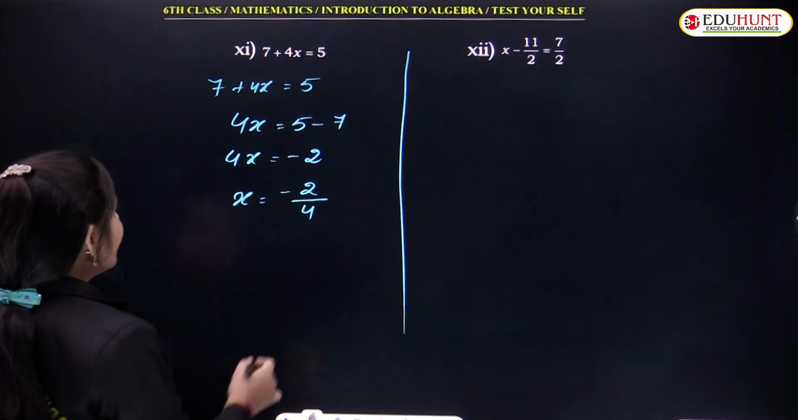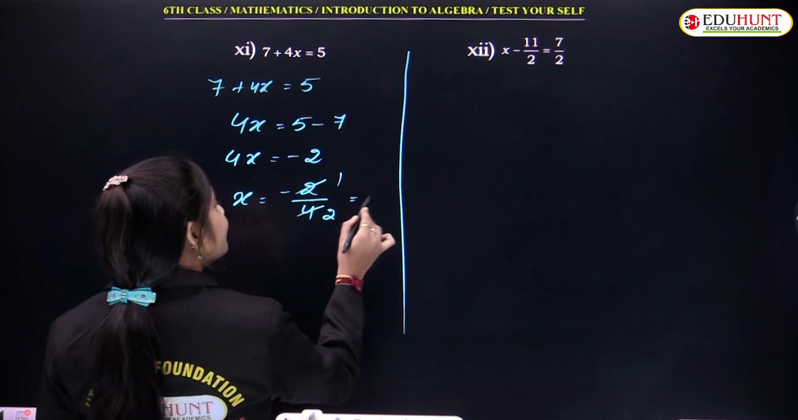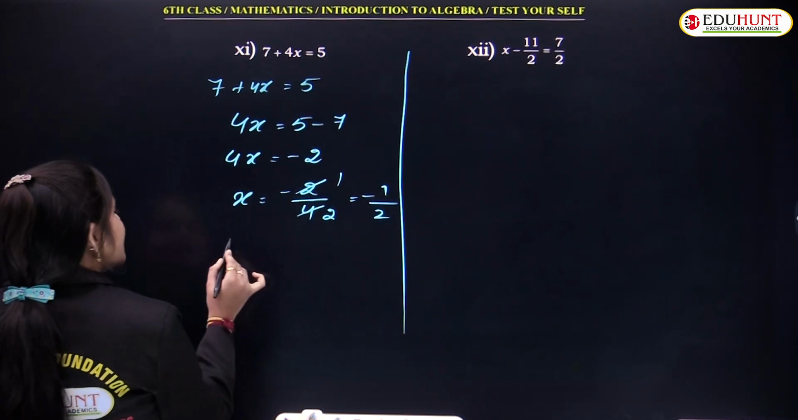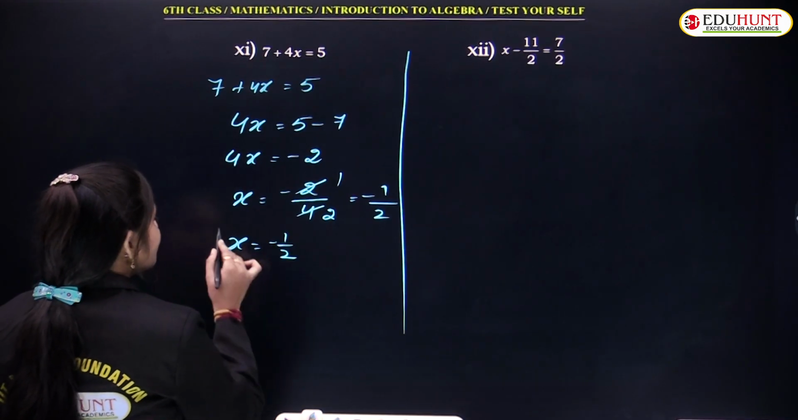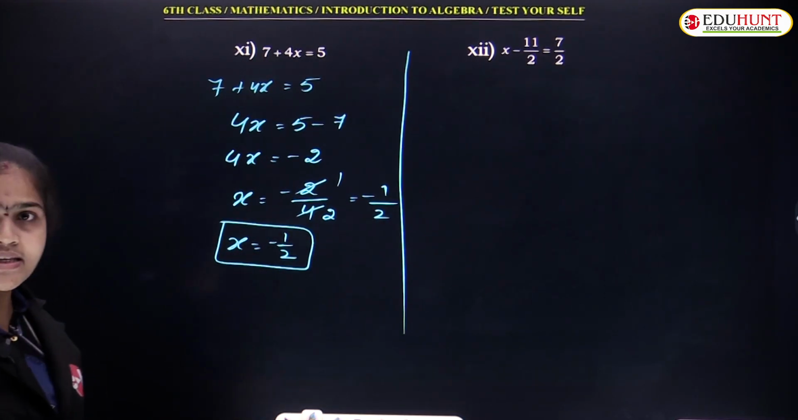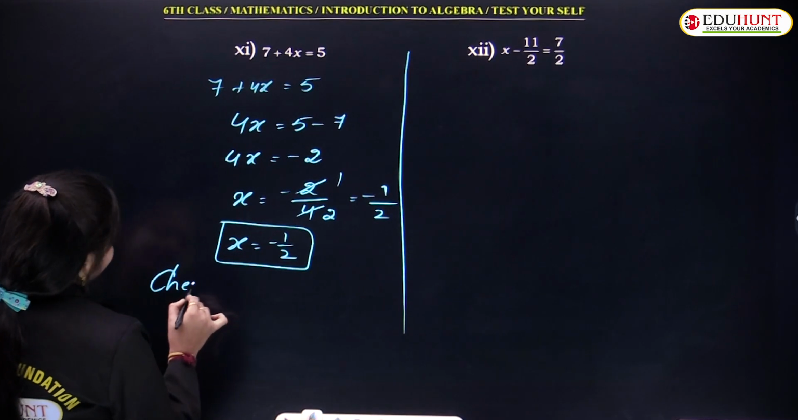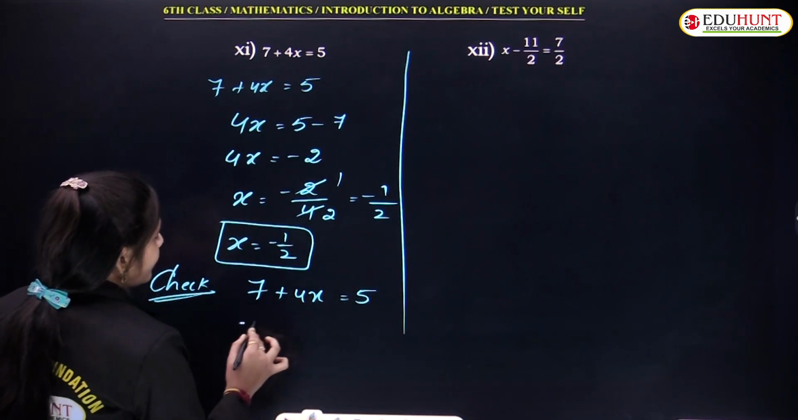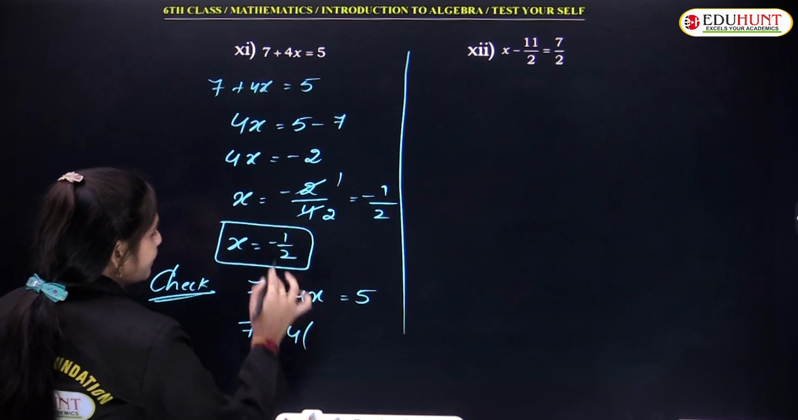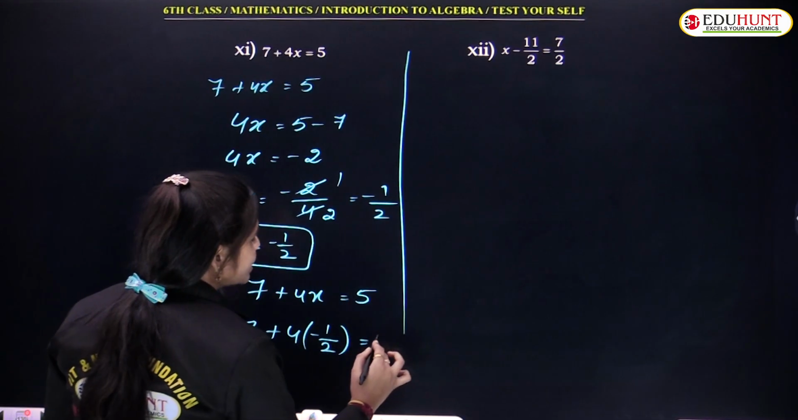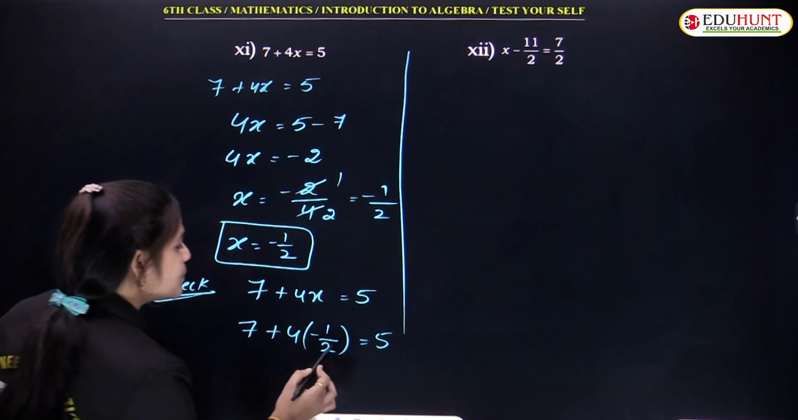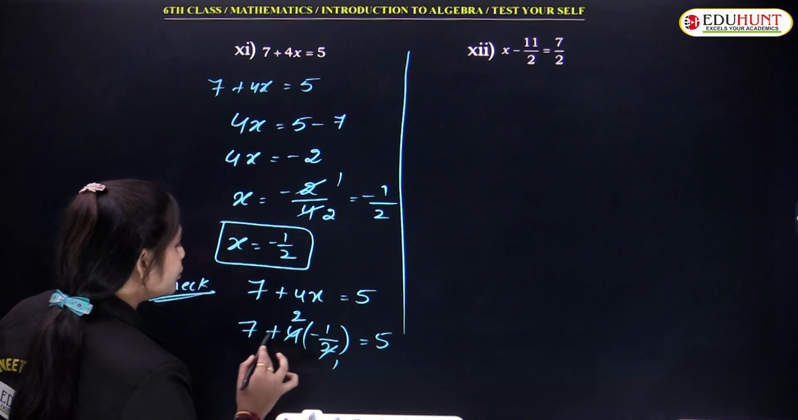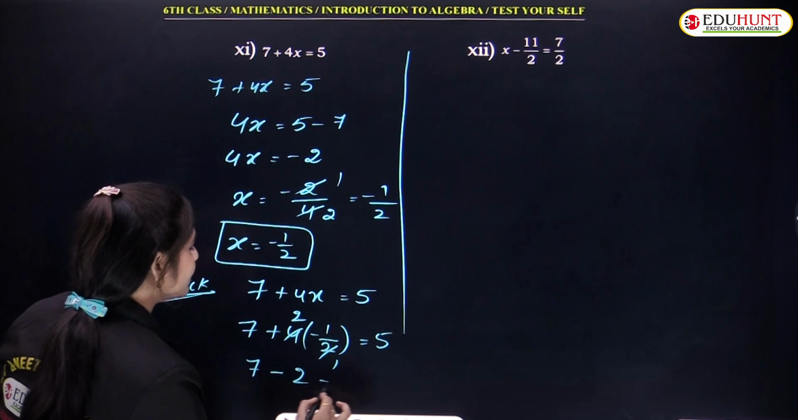Minus 2 by 4: here 2 ones and 2 twos. So here we got a fractional number as the root, minus 1 by 2. A rational number, x is equal to minus 1 by 2, we got here. Now the checking process is important. While checking 7 plus 4x is equal to 5, now 7 plus 4 into, at the place of x we have minus 1 by 2, which is equal to 5. Now cancellation is possible: 2 ones and 2 twos 4. So 7 plus 4 into minus 1 by 2, which is 7 minus 2, is equal to 5.